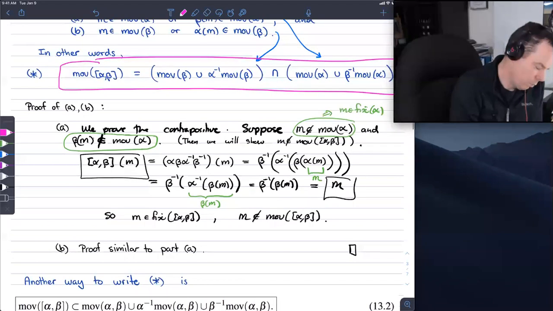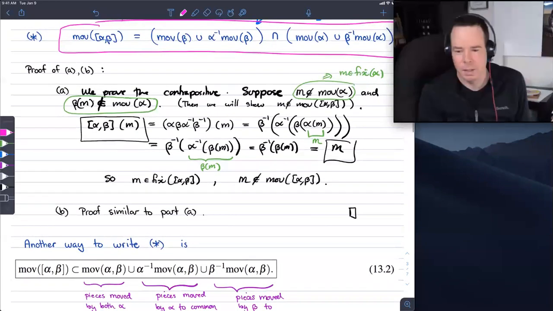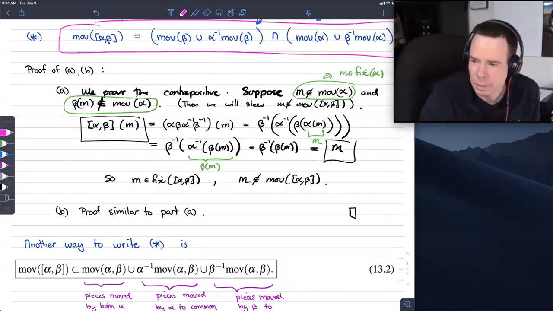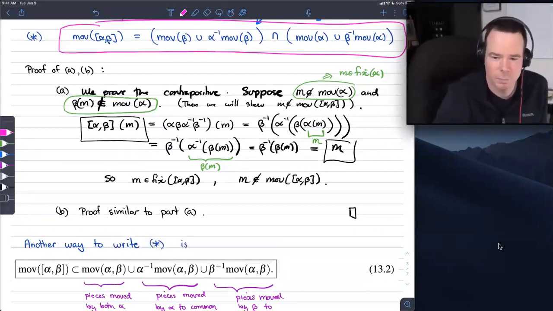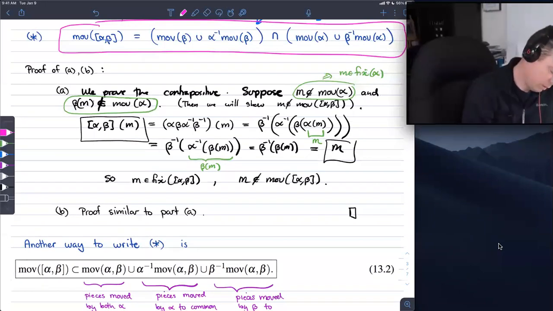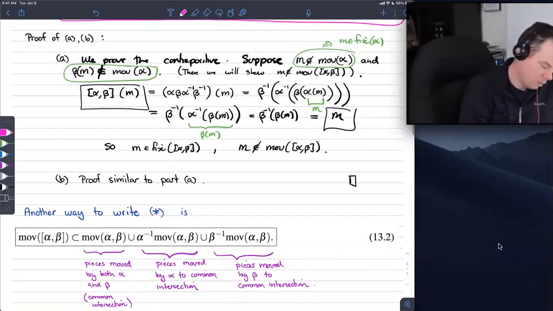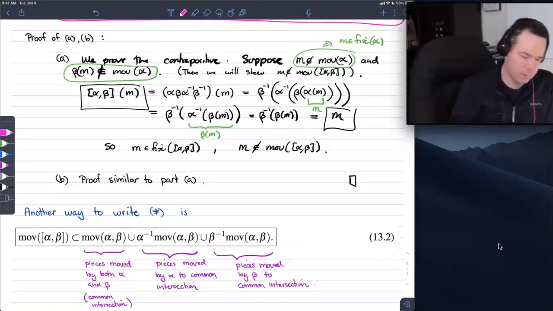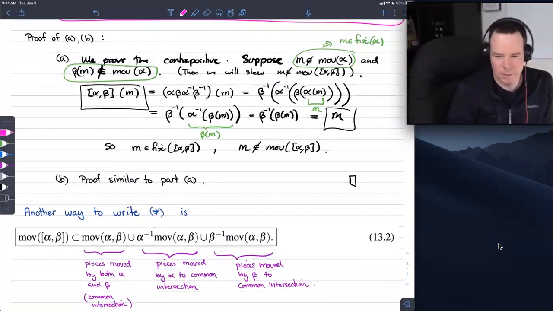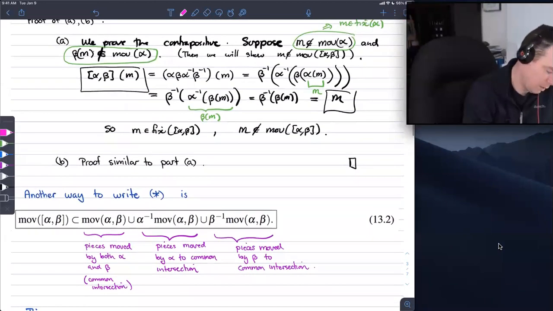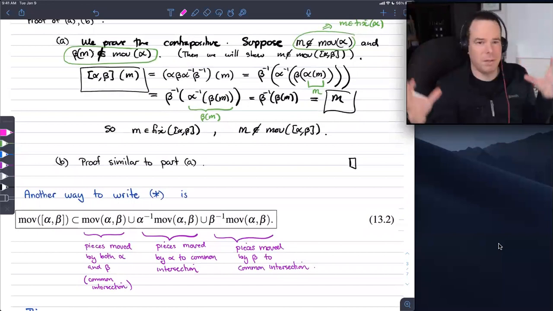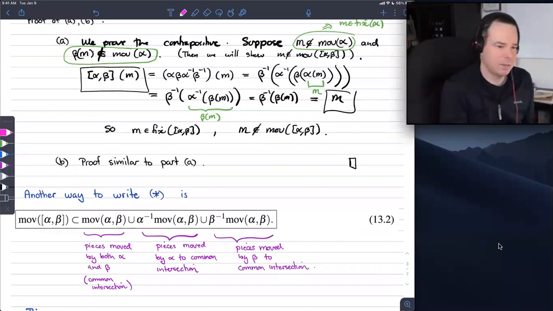And we can write that in an analogous way. And I think I have this left as an exercise, how to go from star down to this result down here. But this is another way to write star, is that the move set of alpha and beta is a subset of the move set of alpha, beta, union, the things that are moved by alpha to that common intersection and the things that beta moves to the common intersection. So that's back to our picture again. Okay, so that's sort of the big theory that commutators, we can predict exactly what's moved.